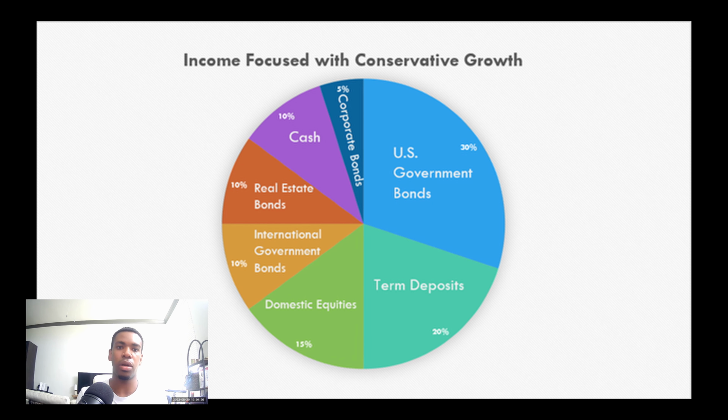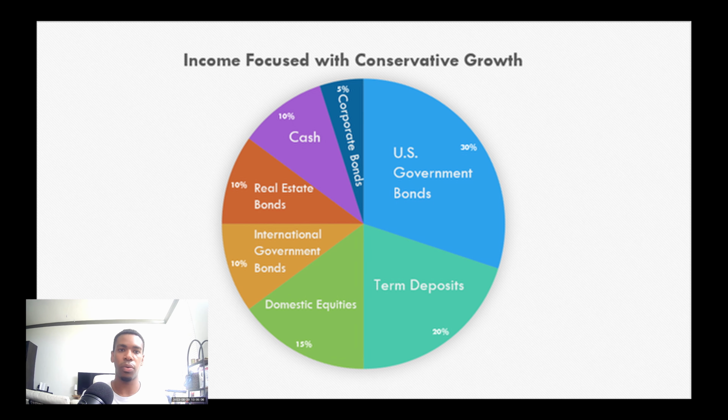Then the next largest portion is allocated to domestic shares. As noted in the previous section, domestic and international shares also provide a form of income through dividend payments. So they are a good addition to an income-focused portfolio. However, the main benefit of adding shares to the portfolio is to gain exposure to potential capital growth in the value of the shares.